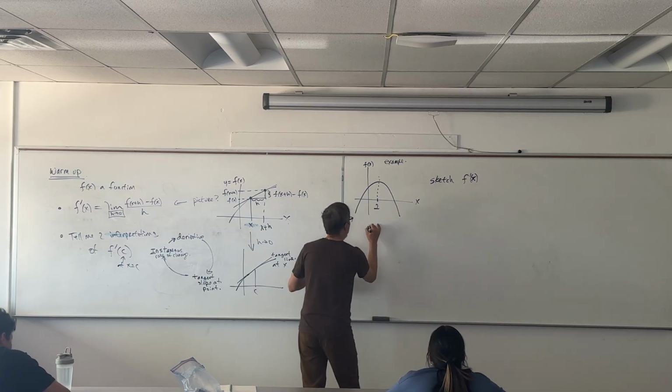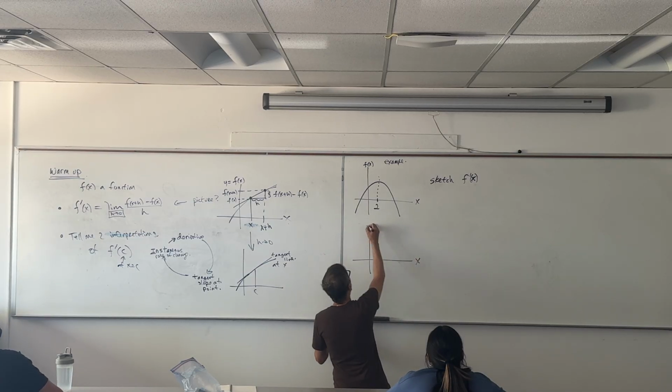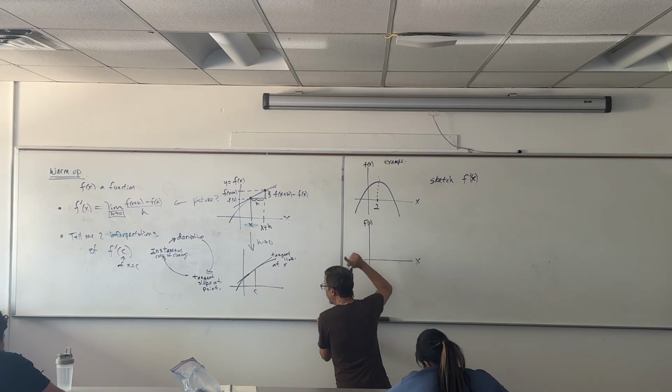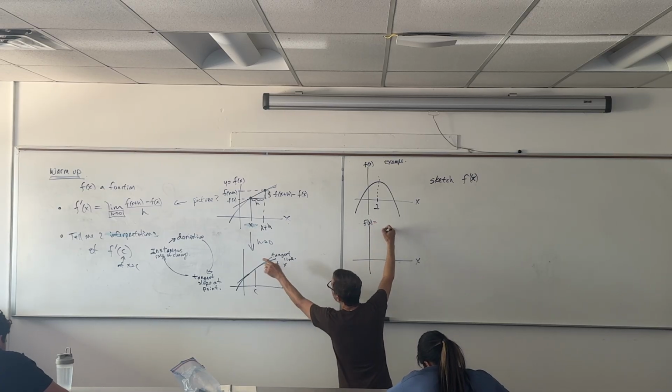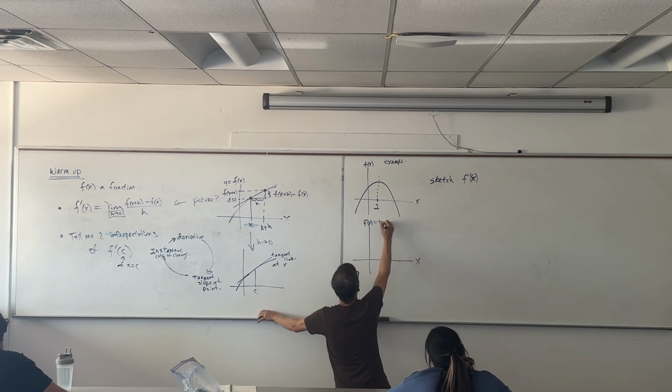So underneath this guy, I'm going to make another axis, but here I'm going to put x, and here I'm going to put f prime of x. And just for right now, remember one of these things. It's the tangent slope equals tangent slope.